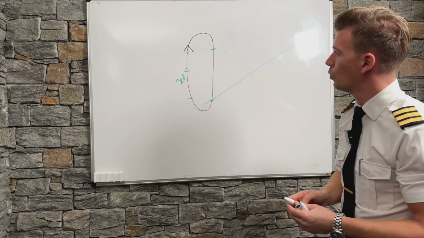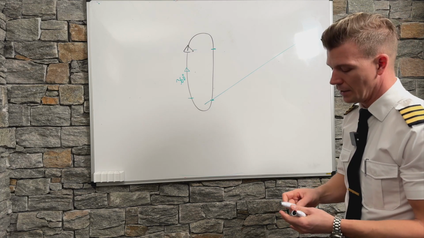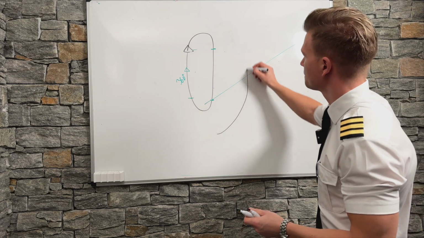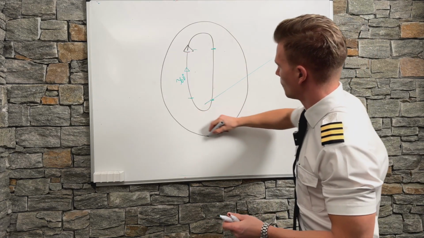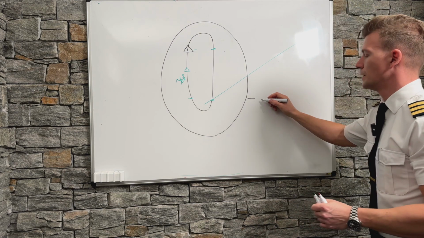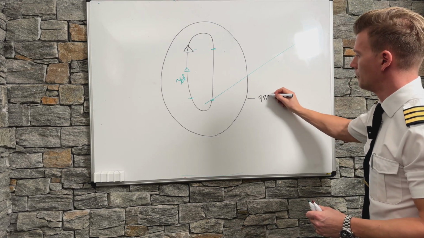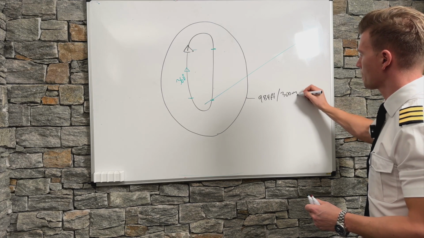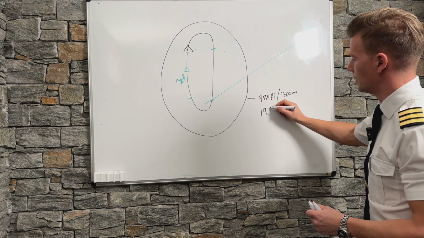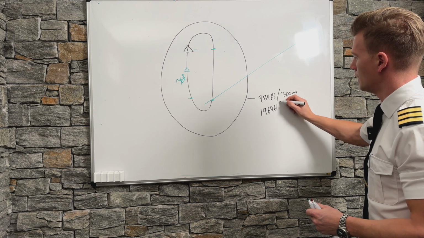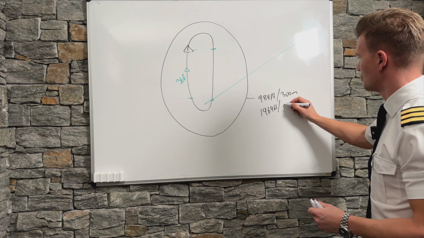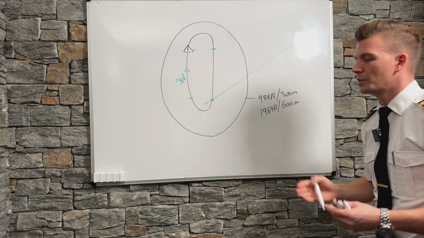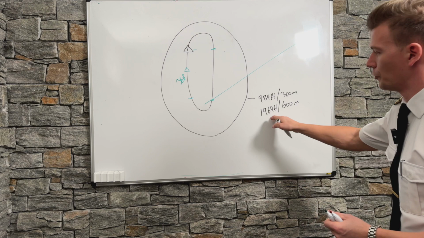For the basic hold, we have a protected area, MOC, minimum obstruction clearance, surrounding the hold, which gives us normally 984 feet or 300 meters. Or in mountainous terrain, it's the double amount, which would be 600 meters. So it's roughly 1,000 feet and 2,000 feet in mountainous terrain.